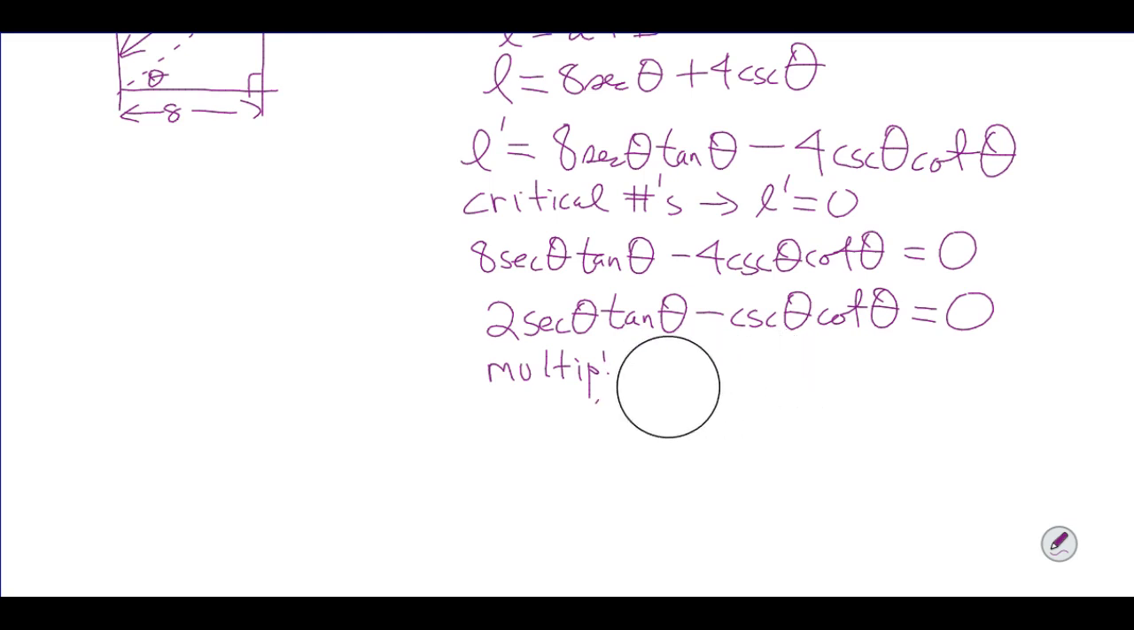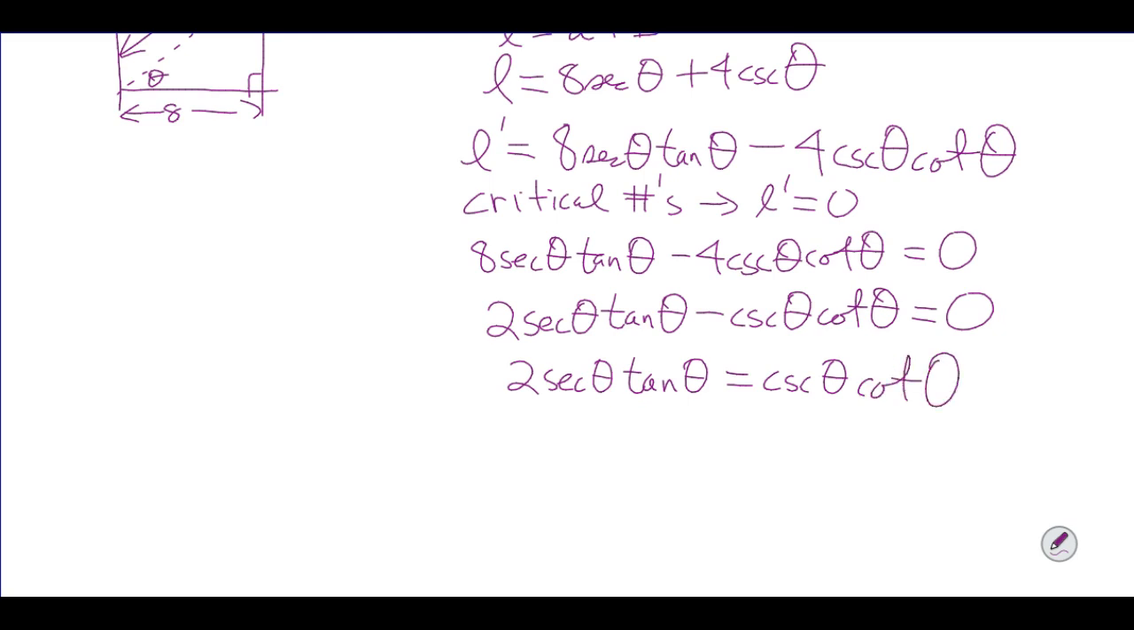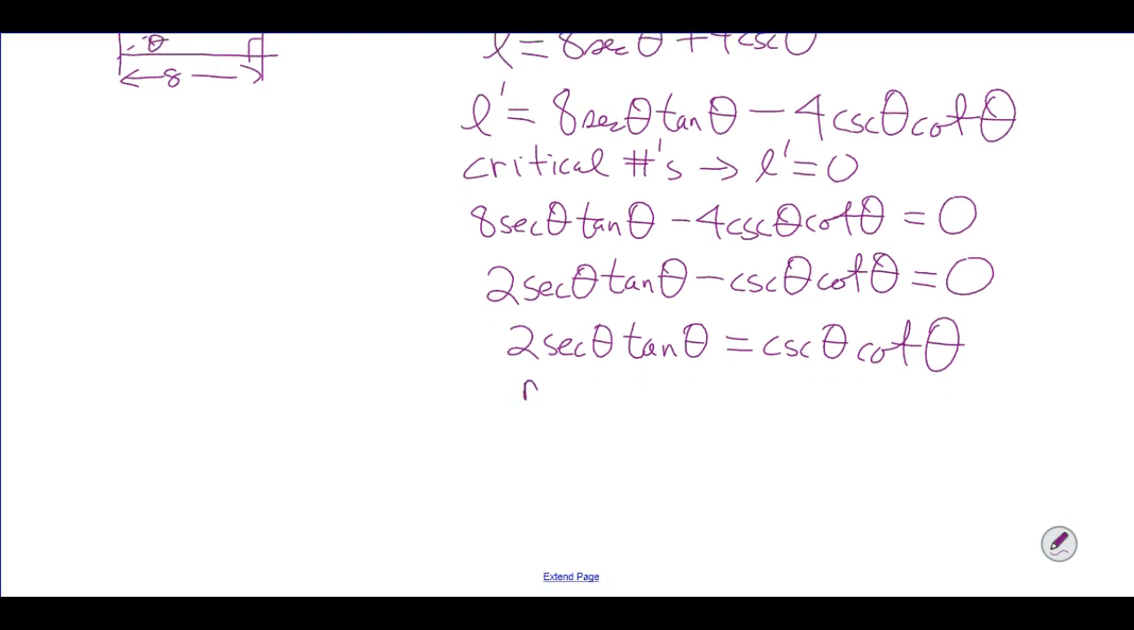Oh, well, hang on. Before we do that, let's do this. So 2 secant theta tan theta is equal to cosecant theta cotan theta. Okay, if it makes more sense, you're going to say multiply both sides. Wouldn't have mattered, though. So multiply both sides by sine theta tan theta. Now you're saying, why would you do that? Why would you choose sine theta tan theta?